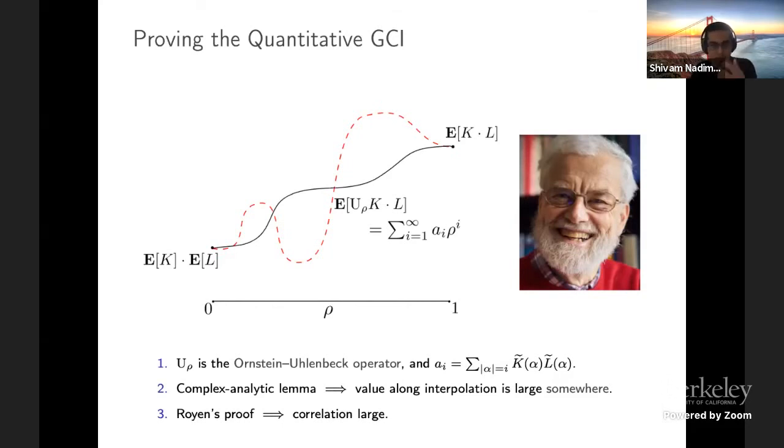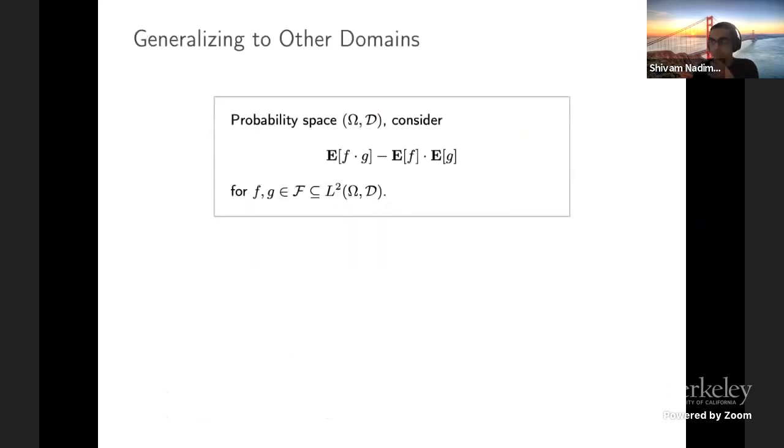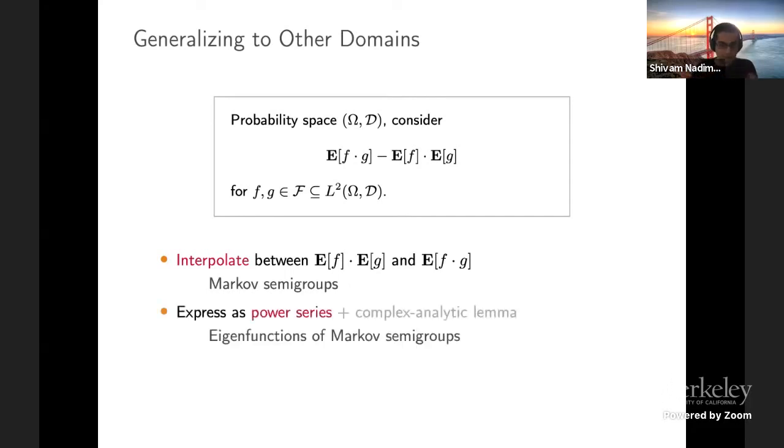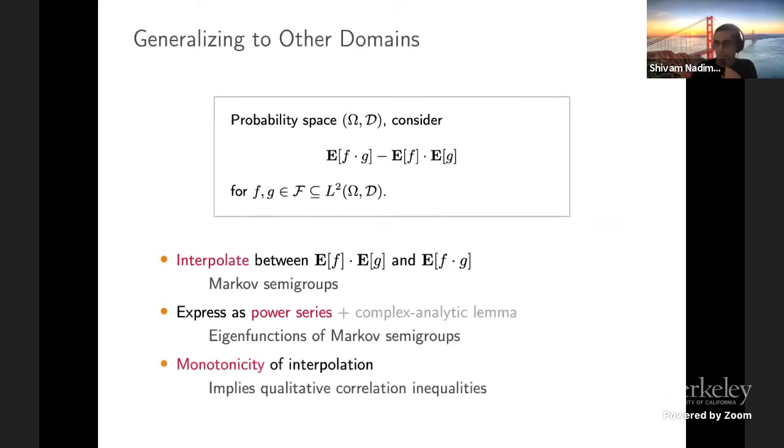So let me put this sketch of a proof a little more abstractly. You've got some probability space and some family of functions you're interested in. And you can interpolate between the two terms in this correlation quantity by means of some appropriately defined Markov semigroup. Once you've got this interpolation, you can express it as a power series using the eigenfunctions of this Markov semigroup. And our complex analytic lemma tells you that the value of this power series is large somewhere along this interpolation. And finally, the monotonicity of this interpolation lets us conclude that the correlation is large. This monotonicity is often available in the form of off-the-shelf results. People prove this monotonicity to prove qualitative statements.